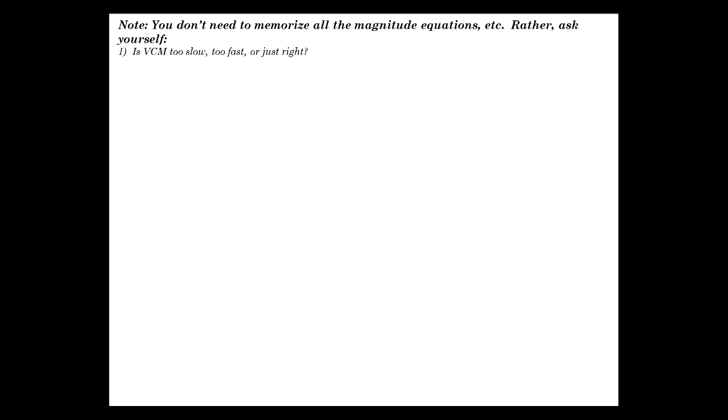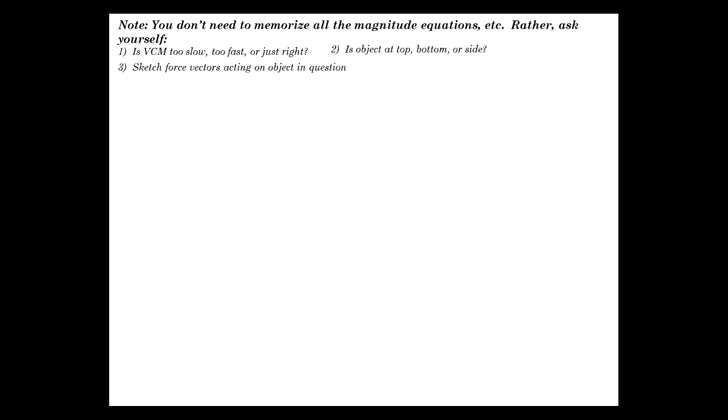Let's take a couple minutes and just summarize a few of these ideas here. I want to make a point that you don't have to memorize those magnitude equations. I mean, you should recognize that FC as a vector is Fg plus F support as a vector equation. But don't memorize the magnitude equations. Ask yourself instead, what scenario do I have? Is the VCM too slow, too fast, or just right? And then is the object at top, bottom, or side? Get an idea of where you're at.